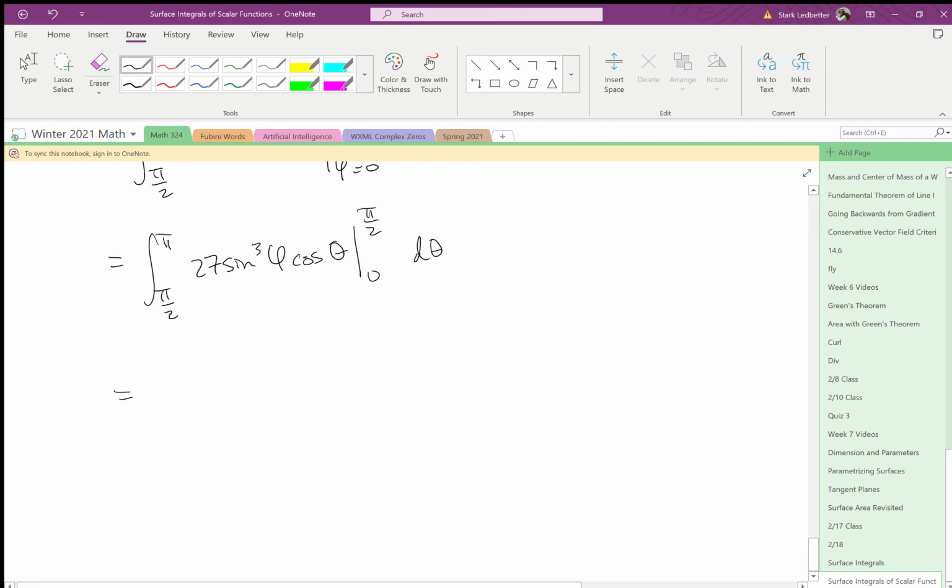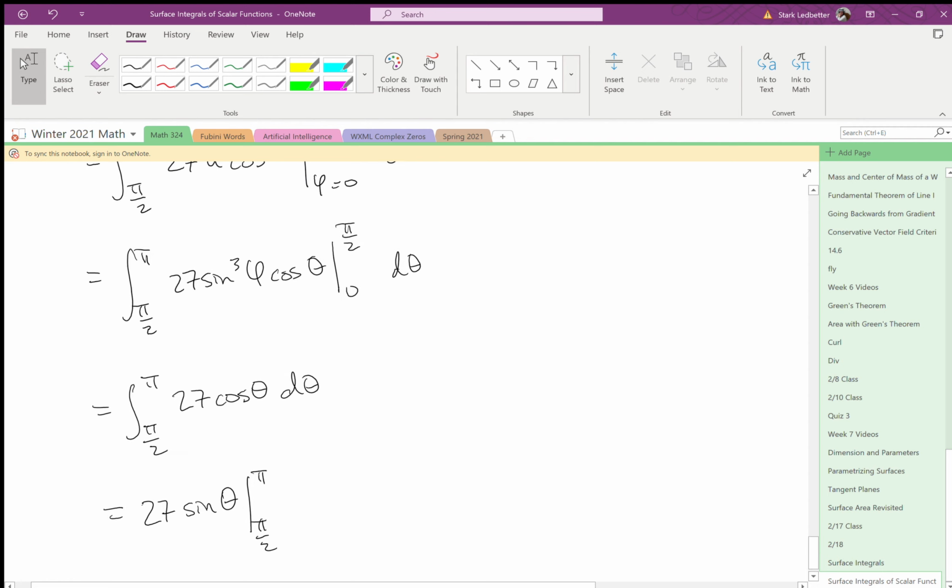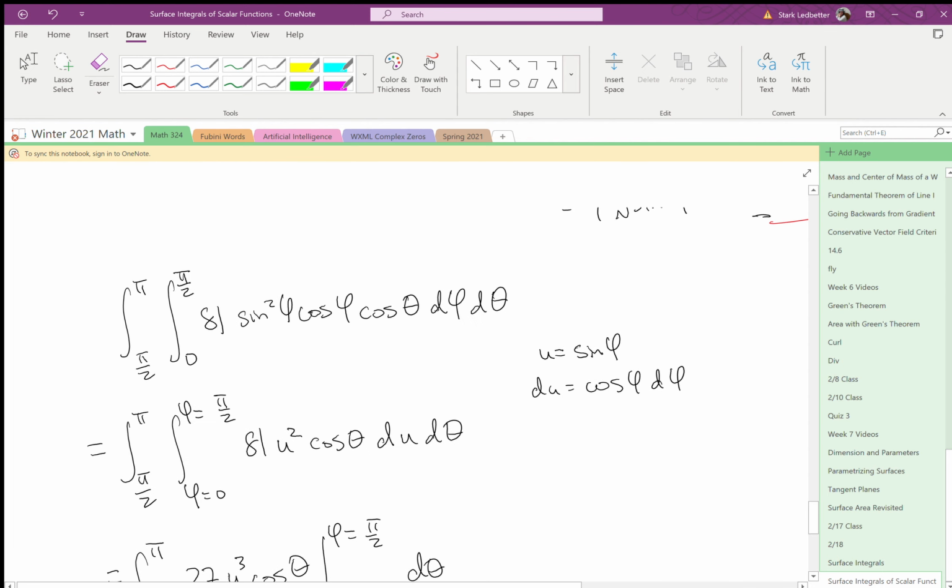And then sine of pi over 2 is 1, sine of 0 is 0. So integral pi over 2 to pi, 27 cosine theta is all that's left, d theta. We want then 27 sine theta going from pi over 2 to pi. Sine pi is 0 minus sine pi over 2 is 1, so minus 27. Okay, we got a negative integral. Is that okay? Sometimes we feel like integral means area or volume. So let's go back and check.